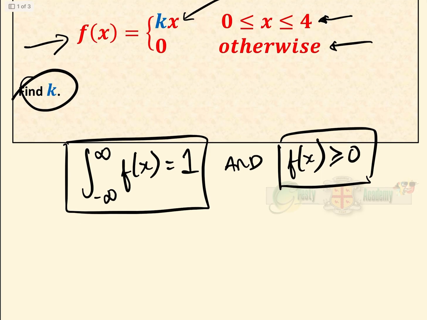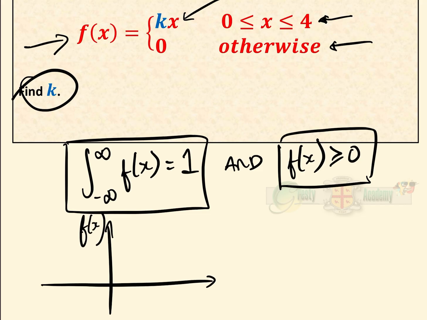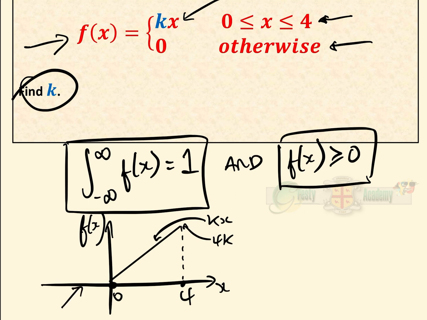So we can draw a nice little chart of this. Let's draw a graph here. We have f of x here, and x here, and here's the point 0, and here is the point 4, and let's draw a line up there. Basically kx is this, so this point here, because x is 4, is the point 4k. All of the values of f of x at 4 and greater are equal to 0, so we are only interested in this bit here between 0 and 4.